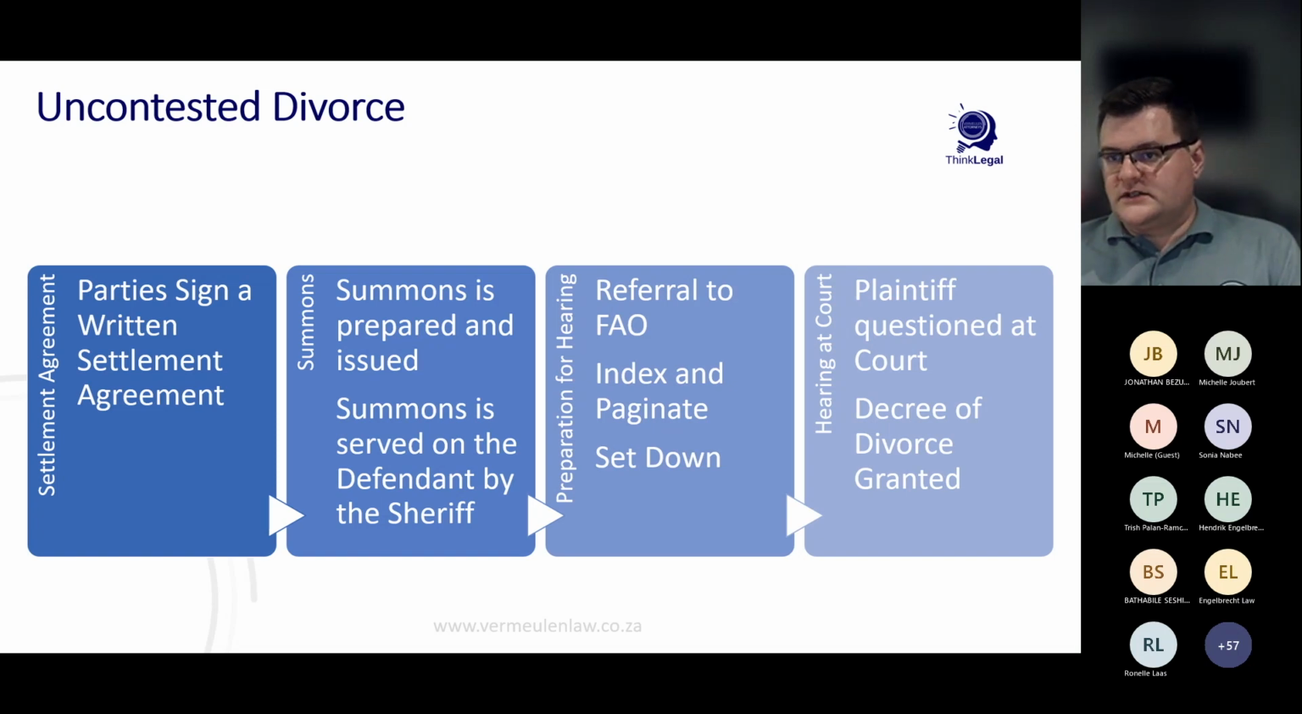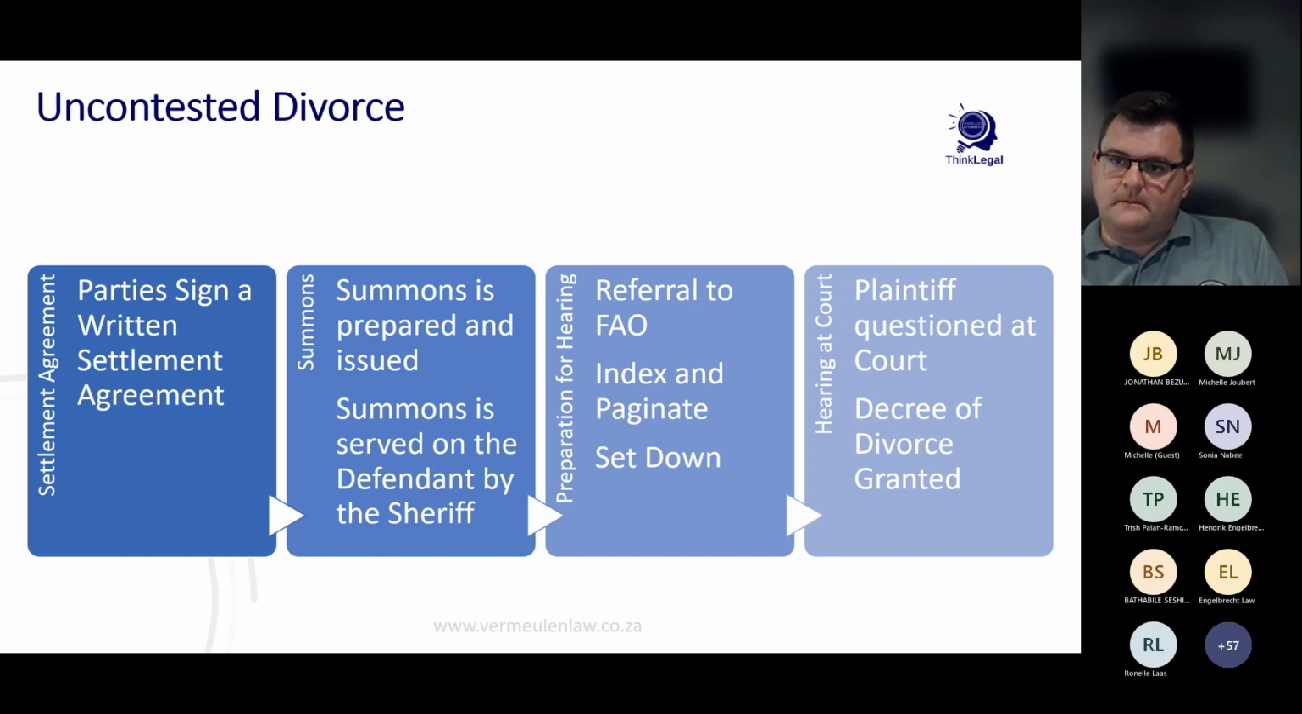What is an uncontested divorce? It's an unopposed divorce. What is your founding document really of an unopposed divorce? And that's your settlement agreement. The parties sign a settlement agreement and it sets out the terms of the divorce. Initially, parties would sign a settlement agreement whereafter an uncontested divorce summons is prepared and it's then issued at court, i.e. a case number is assigned to it. Thereafter, the summons, together with the settlement agreement, goes to the sheriff to be delivered to the defendant.